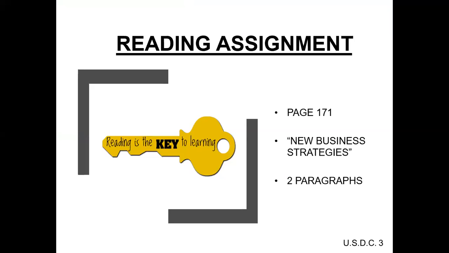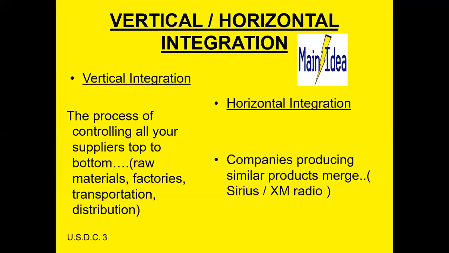Okay. Once again, read page 171, new business strategies. Make sure you read that. And then we're going to talk about vertical and horizontal integration, which we talked about earlier in the Bellwork. Vertical integration is where you control all of your suppliers from top to bottom, okay?